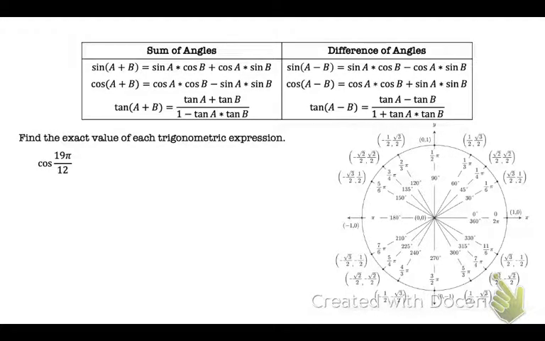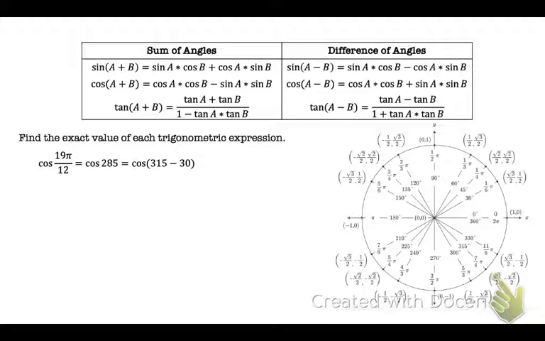Okay, so cosine of 19 pi over 12. Well, I don't like working in radians. I'm going to convert it to degrees. So that's the same as cosine of 285, which is the same as cosine of 315 minus 30.